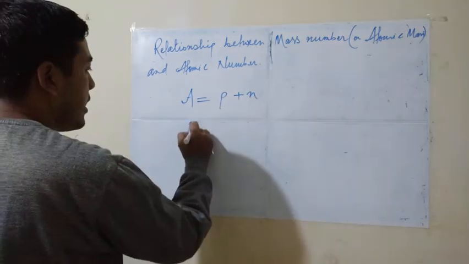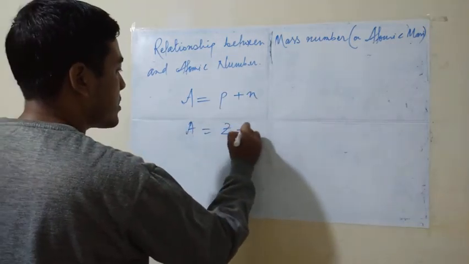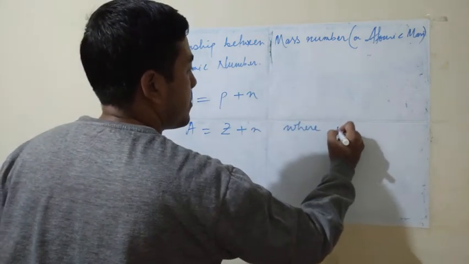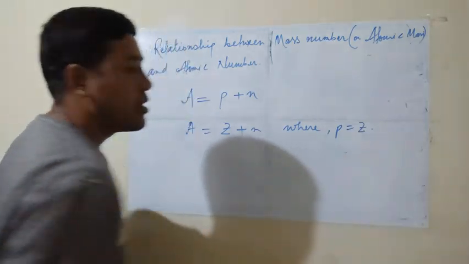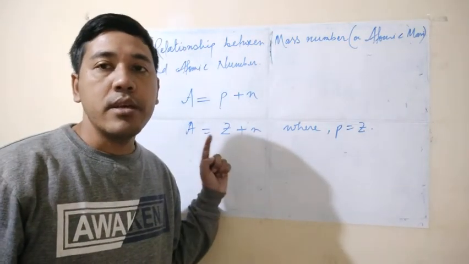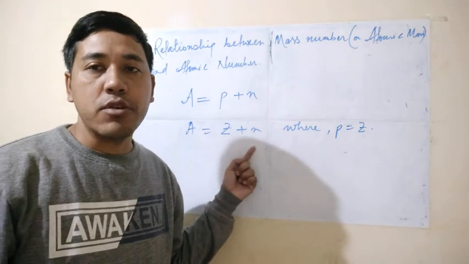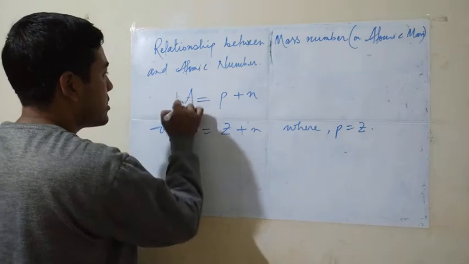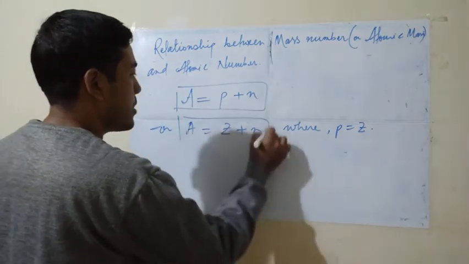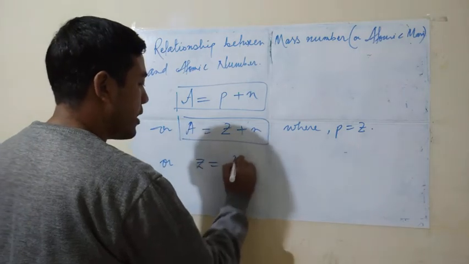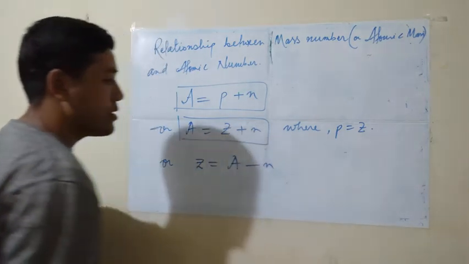Look here, A is equal to Z plus N, where P is equal to Z. We all know that the number of protons is always equal to the atomic number, the electrons and the atomic number, right? Or we can also write like this: Z is equal to A minus N.